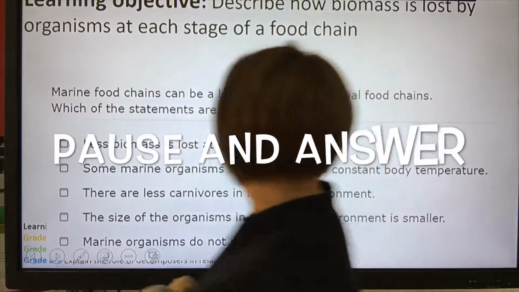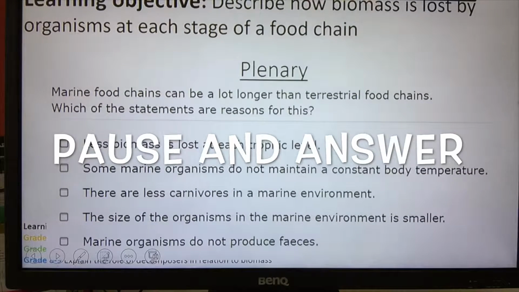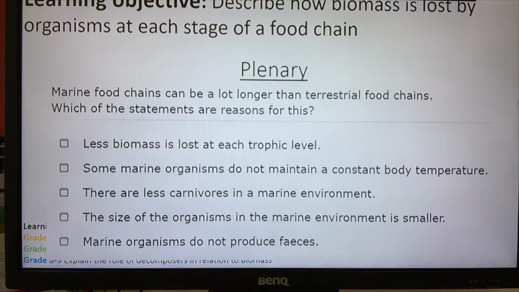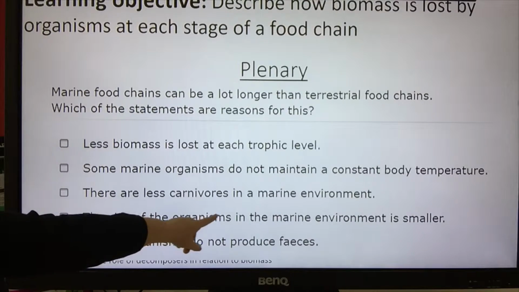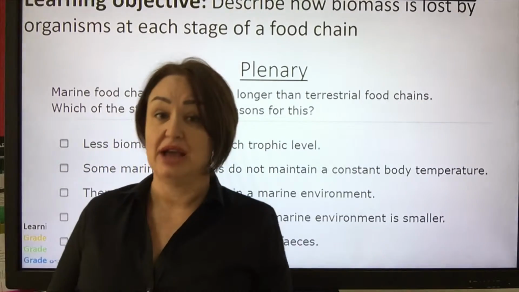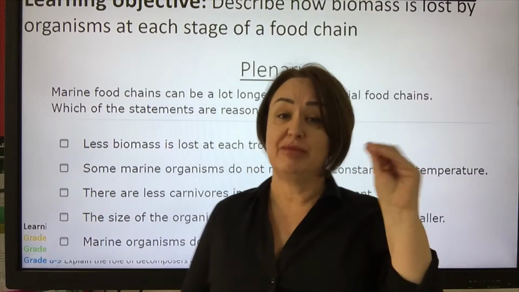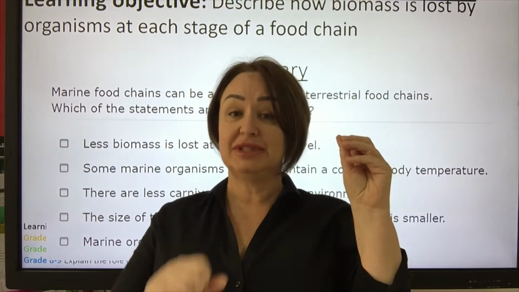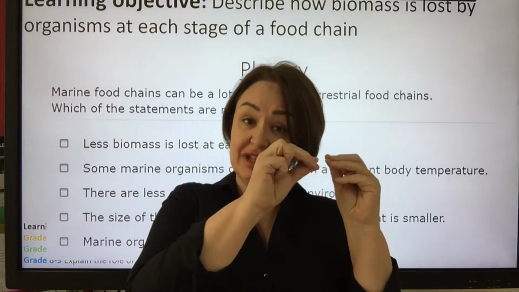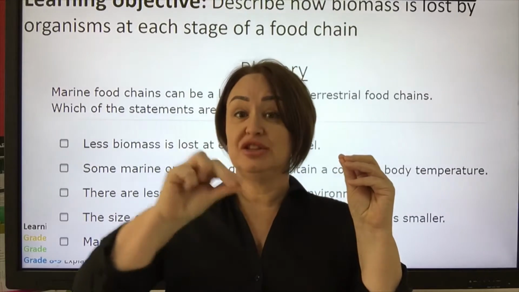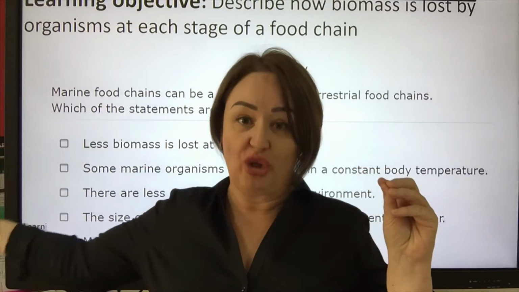How about this question? Marine food chains can be a lot longer than terrestrial food chains. Which of the statements are reasons for this? And the answer for this one is that the size of the organisms in the marine environment are a lot smaller. So we start off with microscopic organisms that are eaten by other organisms that are small. The next one is small, and so there's just more smaller organisms along the way.